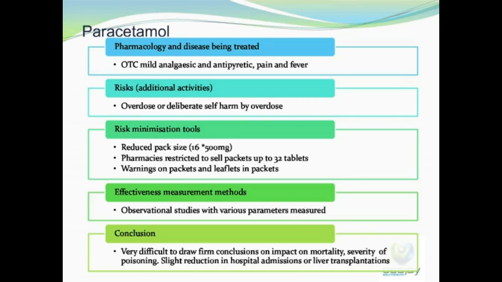Now, they did do some observational studies, and overall I think they found it very difficult to say whether this has actually worked or not, and they've not been able to draw any firm conclusions on the impact on mortality overall. There has been a slight reduction in hospital admissions and liver transplantation, but perhaps it shows that this risk minimization measure is not as effective as we hoped, and we would need to look at other mechanisms of reducing this risk in the patient population.